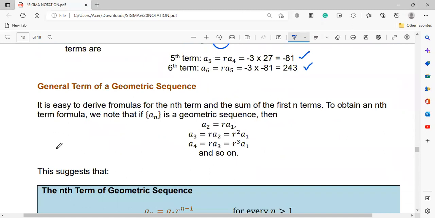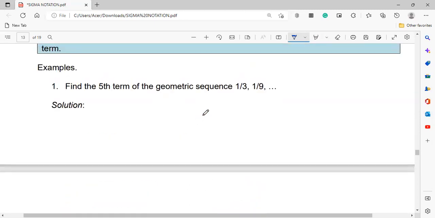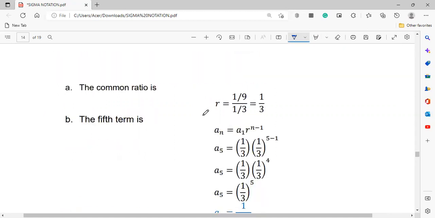Now, what if we are interested to determine the general term of a geometric sequence? So we have here the formula: a sub n is equal to a sub 1, the first term, multiplied to the common ratio raised to n minus 1, where n again is the number of terms, r is the common ratio, and a sub n is the nth term. In number 1, we're going to find the fifth term of the geometric sequence 1/3, 1/9, and so on.